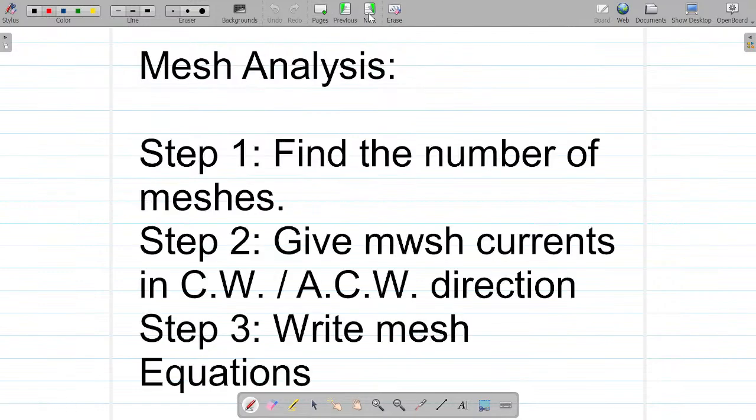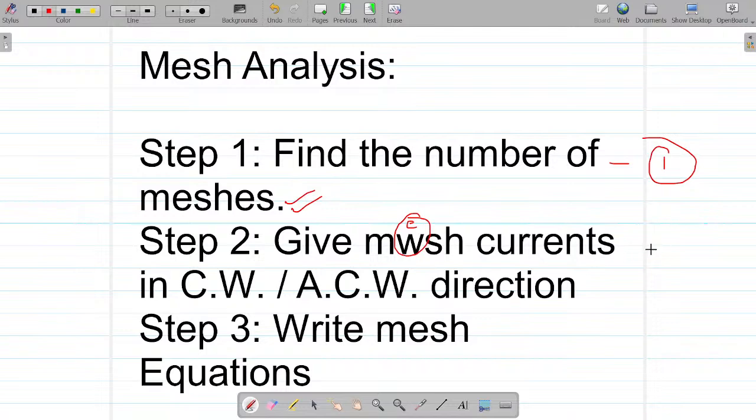In mesh analysis, whenever you're provided with any kind of circuit, step number one is to find the number of meshes. So the first thing you will do whenever you're given a circuit is find out the number of meshes.